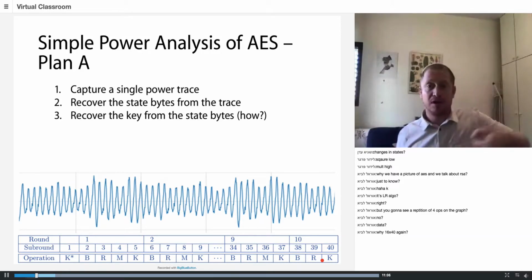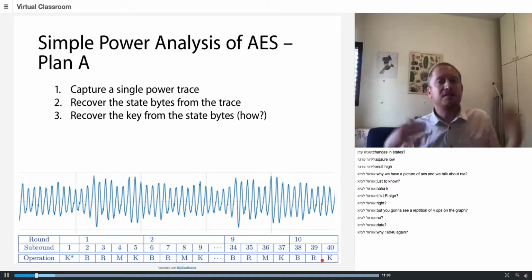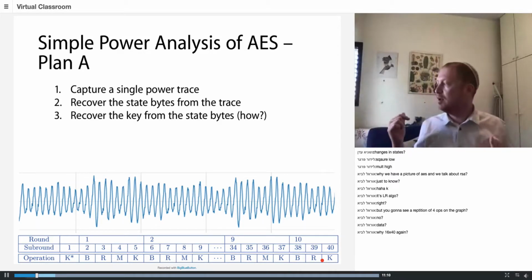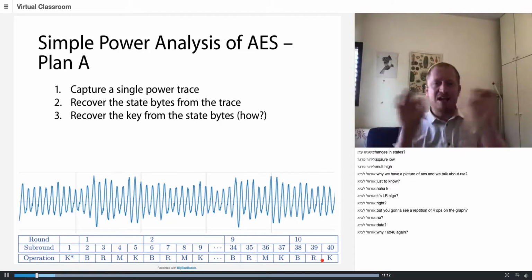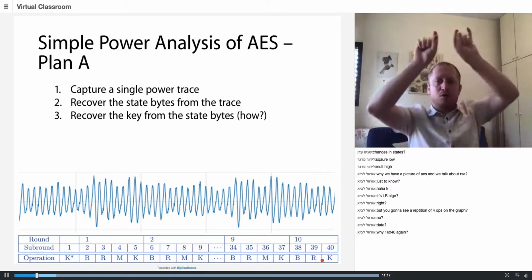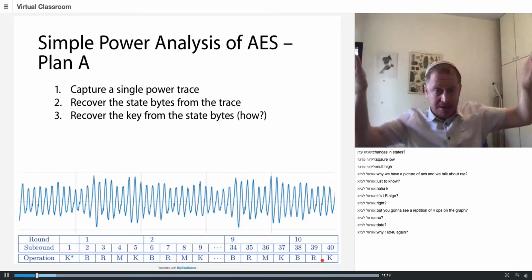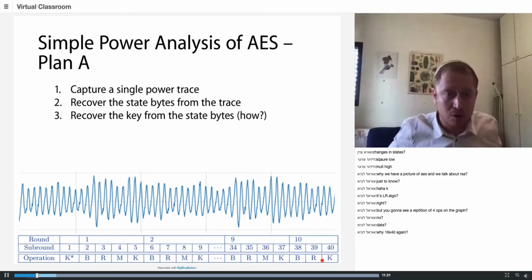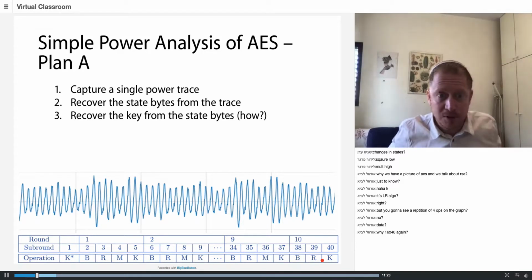So I'm going to do it iteratively. Let's assume I have this fantastic attack setup which extracts the state bytes. So I have an array of 16 times 40. The first row is the plaintext, and the last row, what is the last row?